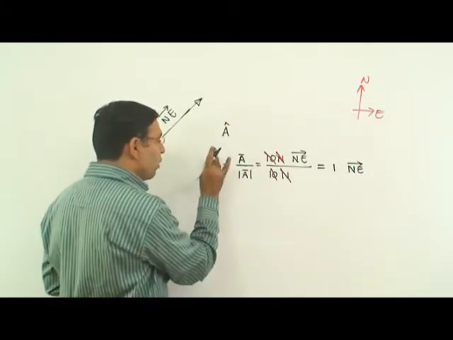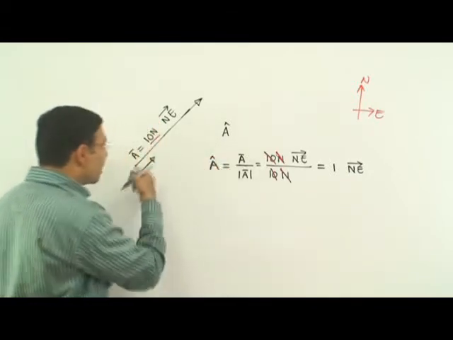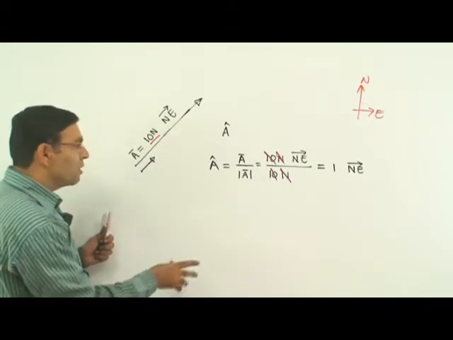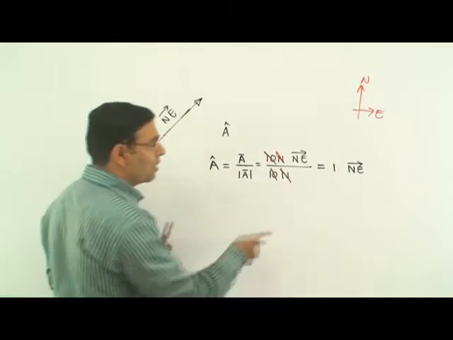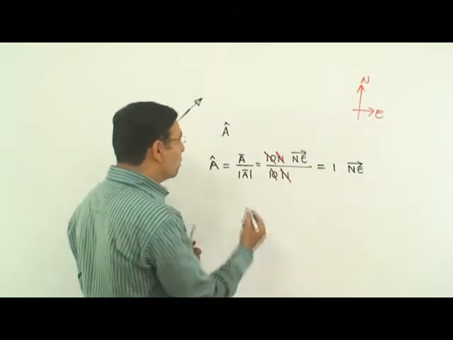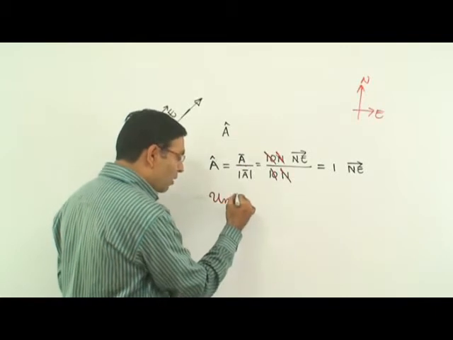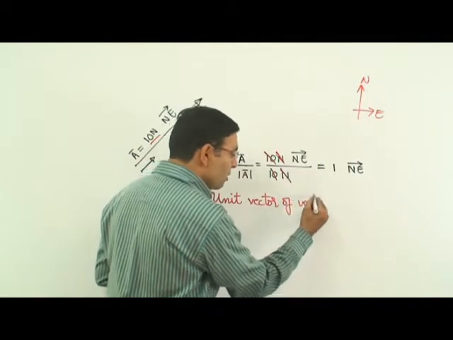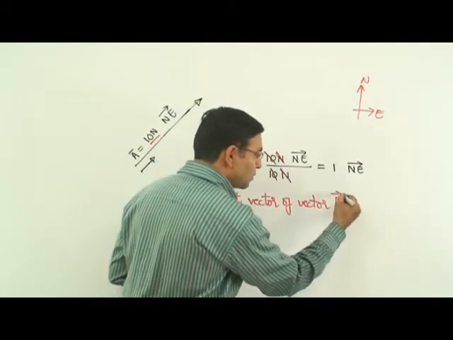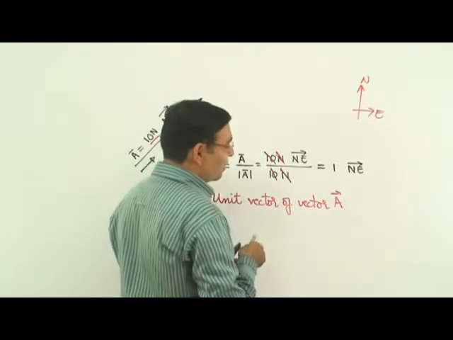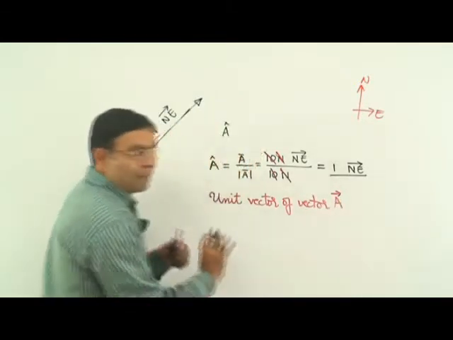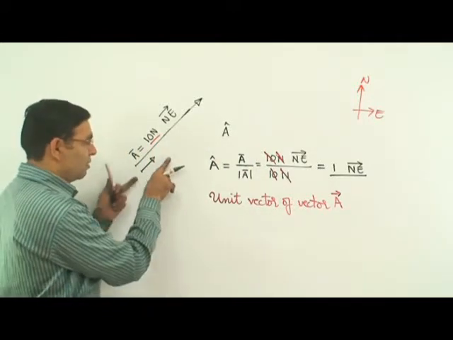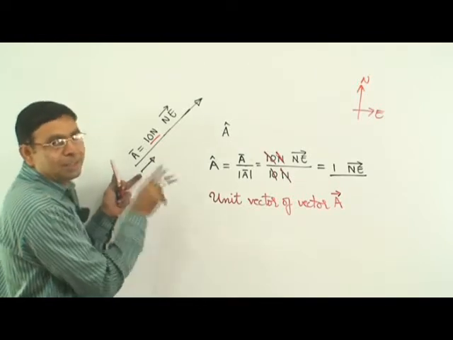Unit vector of vector A, or unit vector in the direction of A, or unit vector along A, whatever you want you can call it. It is nothing but number 1 in the direction of A. Just 1 in the direction of A. Mind you, this is nothing but the unit vector of vector A. It has no unit. It is just number 1. Just number 1 in the direction of A. Unit vector has no unit. It is just used to indicate the direction. Okay? So unit vector of vector A means it's number 1 in the direction of A.